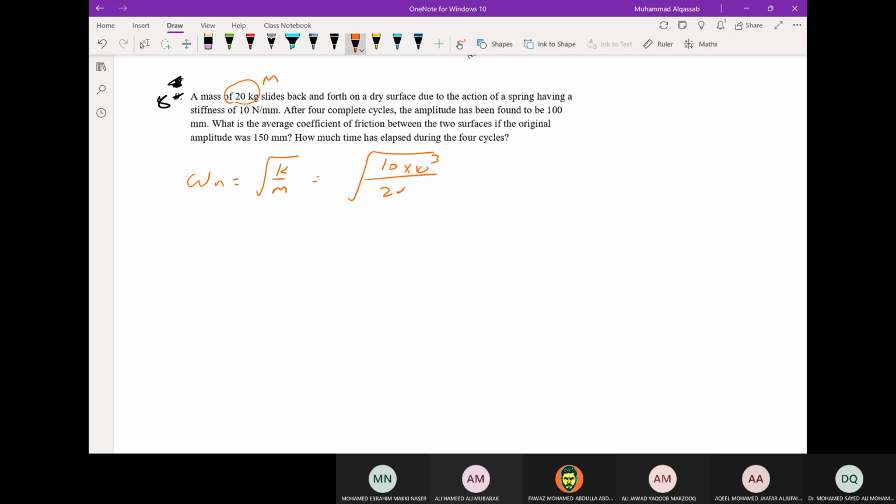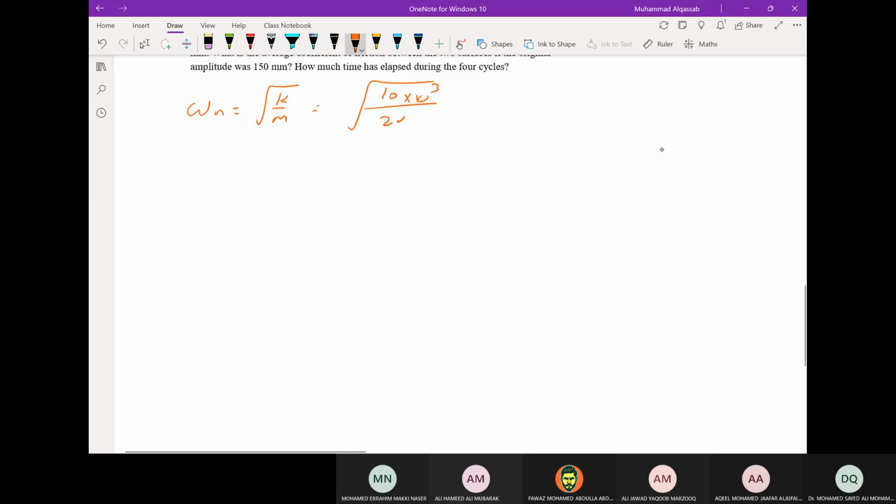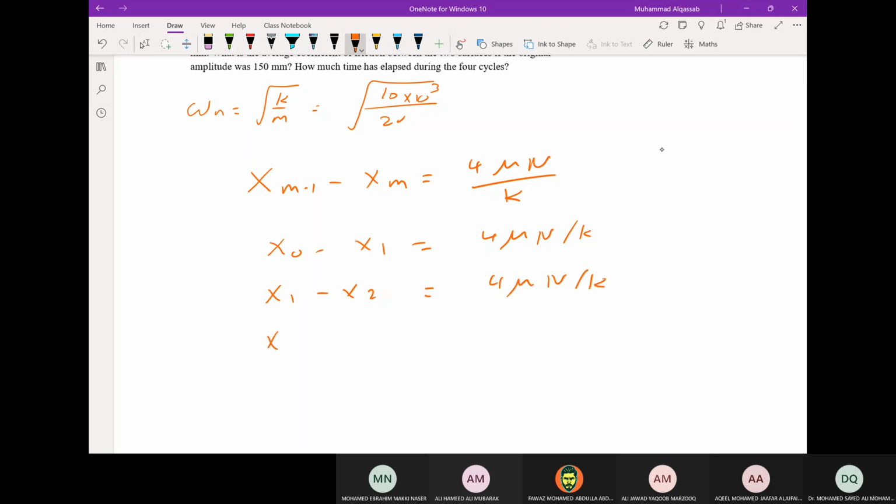After 4 complete cycles, we have that the equation is x m minus 1 minus x m equal to 4 mu N over k. So we have for the first cycle, this is x0 minus x1 equal to 4 mu N over k. And x1 minus x2, this is the second cycle, is 4 mu N over k. And then x2 minus x3 equal to 4 mu N over k. And the last one is number 4, x3 minus x4 equal to 4 mu N over k.